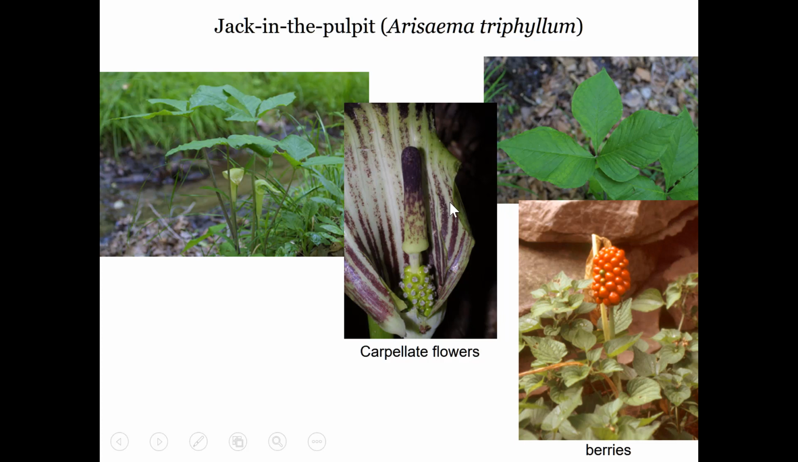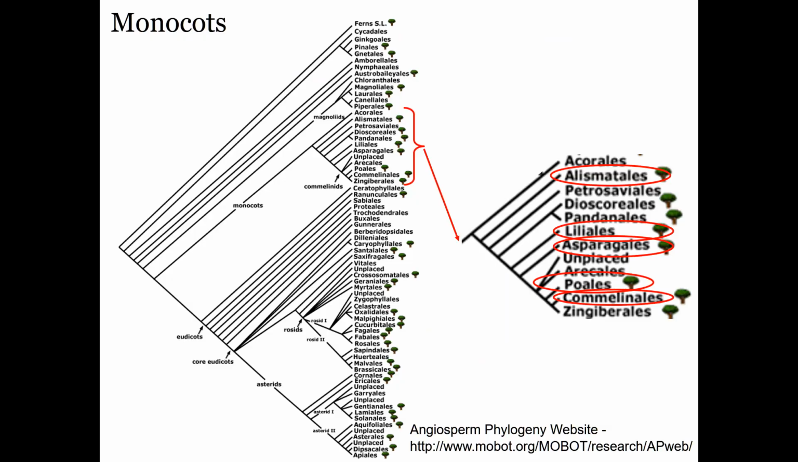carpellate and pistillate flowers, which is interesting because a flower could be male, it could be female, or it could be hermaphroditic. And you'll see that the berries look very much like that large infructescence of that Titan arum that I showed you a slide or two ago. So that was our first order in the monocots.